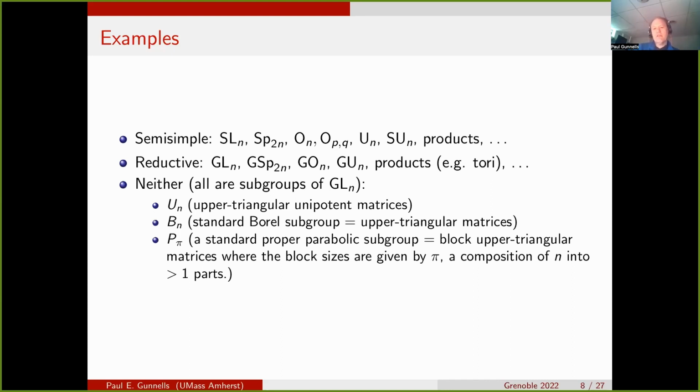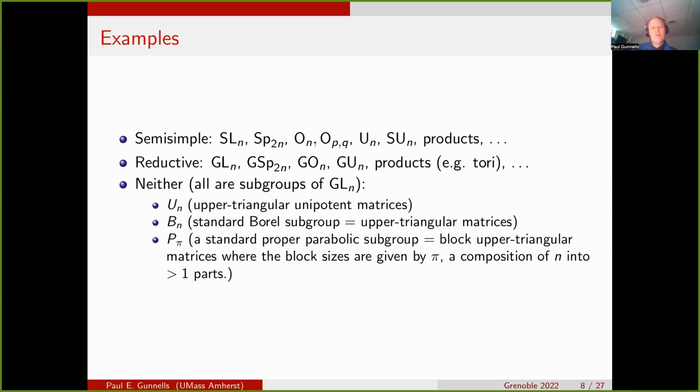And you can take products. A very basic example that comes up all the time is if you take products of GL_1. If you take products of GL_1, that's a special kind of algebraic group called a torus. And it's not the torus that you're maybe used to. I mean, the torus that you're used to looks like a product of circles. This is sometimes called the algebraic torus, or if you like, the non-compact torus.